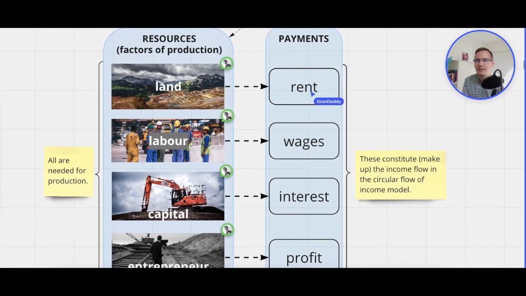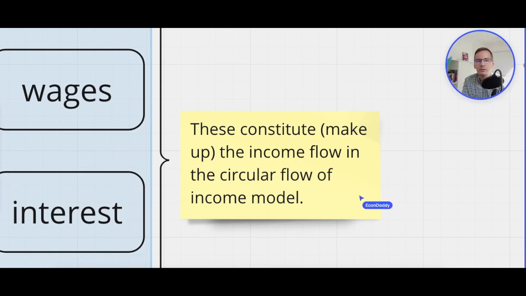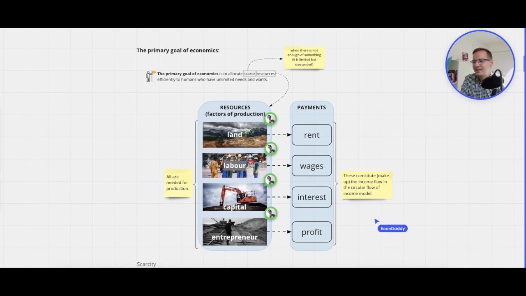On the right-hand side, you can see the payments, respective payments for each of these factors of production, which are known as resources. And these constitute the household income flow in the circular flow of income model that we'll later on look into. And that's it for the first video.